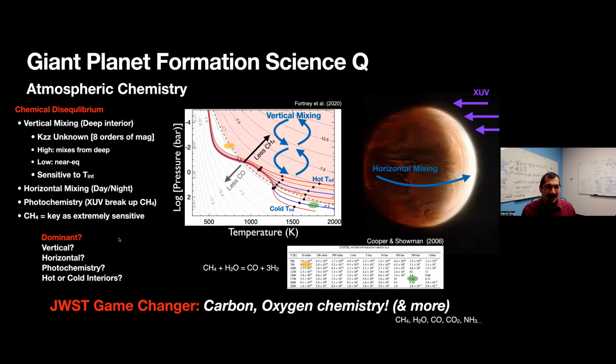So we have all of these complex chemical processes going on. We don't know which ones are dominant. Is it vertical mixing, horizontal mixing, or photochemistry? Are these interiors hot or cold? It's hard to say. So JWST should give us some great constraints with carbon and oxygen chemistry.